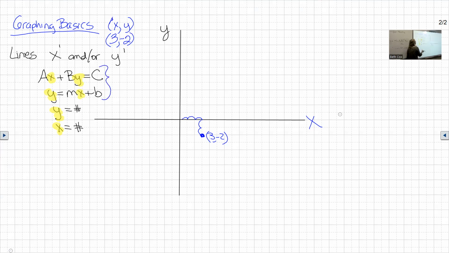These are slanted lines. This one, Y equals a number, is a horizontal line. And X equals a number is a vertical line.